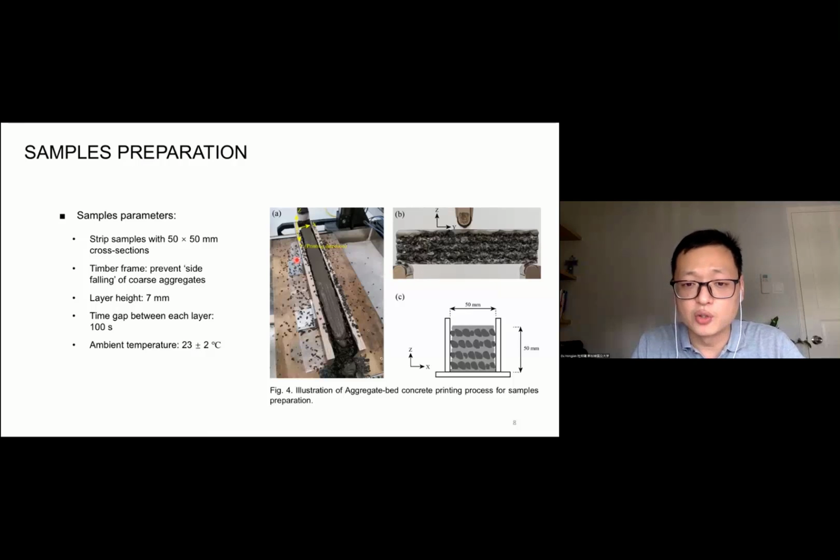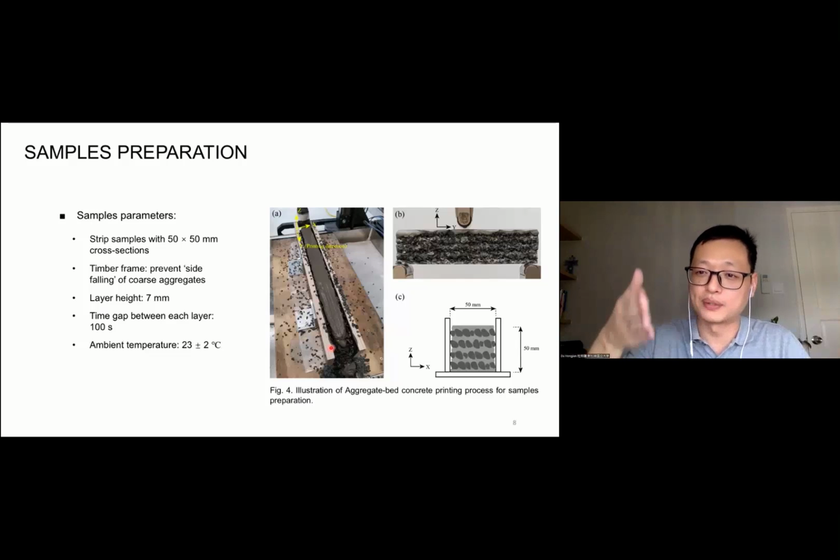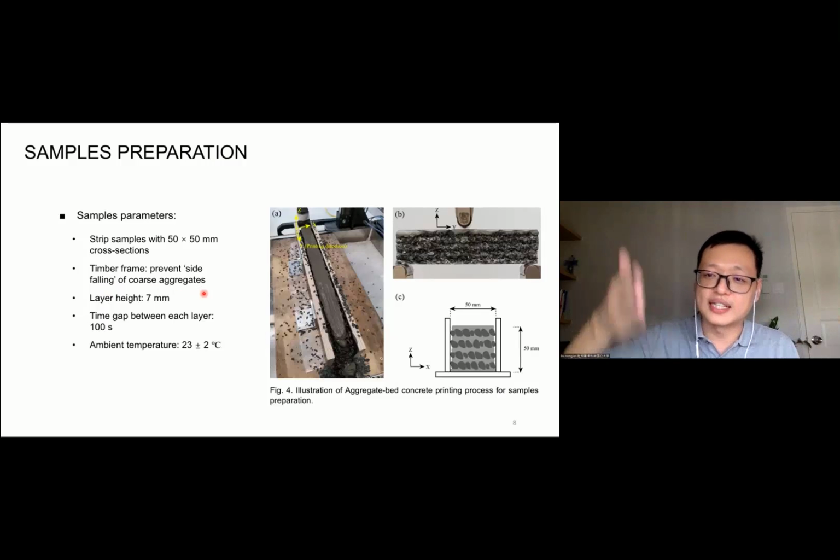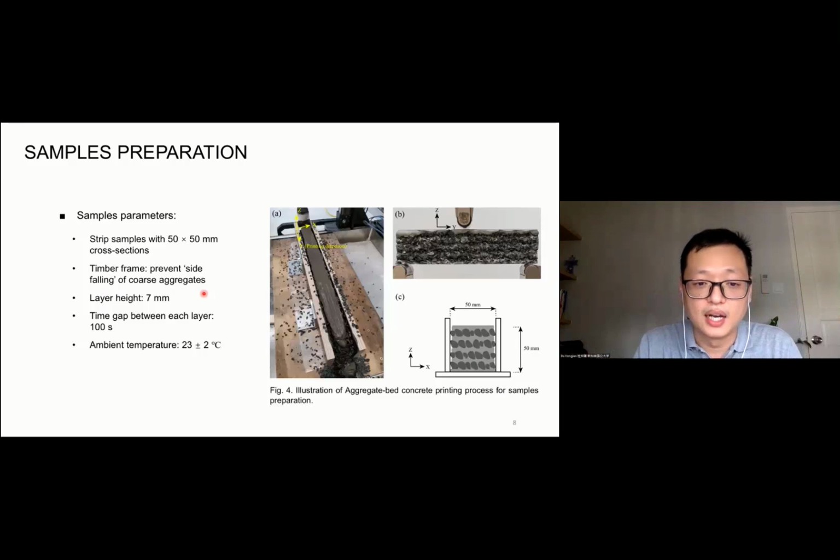As we can see in this photo, we also use some timber as a side mold. I think one previous speaker, Dr. Zhuo, earlier also mentioned that this vertical mold is not to prevent the collapse of the printed product. It's just to prevent any side falling of coarse aggregates, so that the side quality can be guaranteed. After printing this strip, we'll cure the specimen until the testing age. We are going to mainly measure the compressive strength as well as the bending strength by using the 3-point bending. And later we are going to show you the performance.